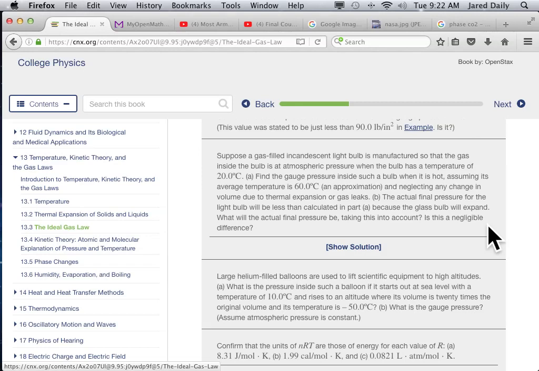Either way, you're going to build this equation and you're going to solve it for the thing that you don't know. And the thing that we don't know in this case is the final pressure. So if you solve for the final pressure, we multiply both sides by the temperature final, pressure initial, volume initial over temperature initial. We multiply both sides by the temperature final, we divide both sides by the volume final, and that equals your final pressure. Either way you want to set it up works.